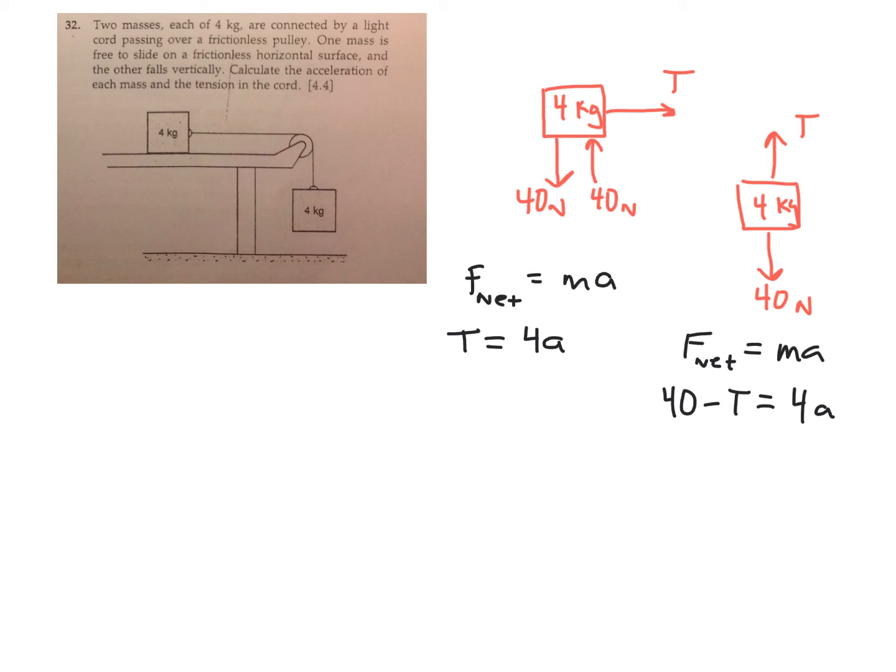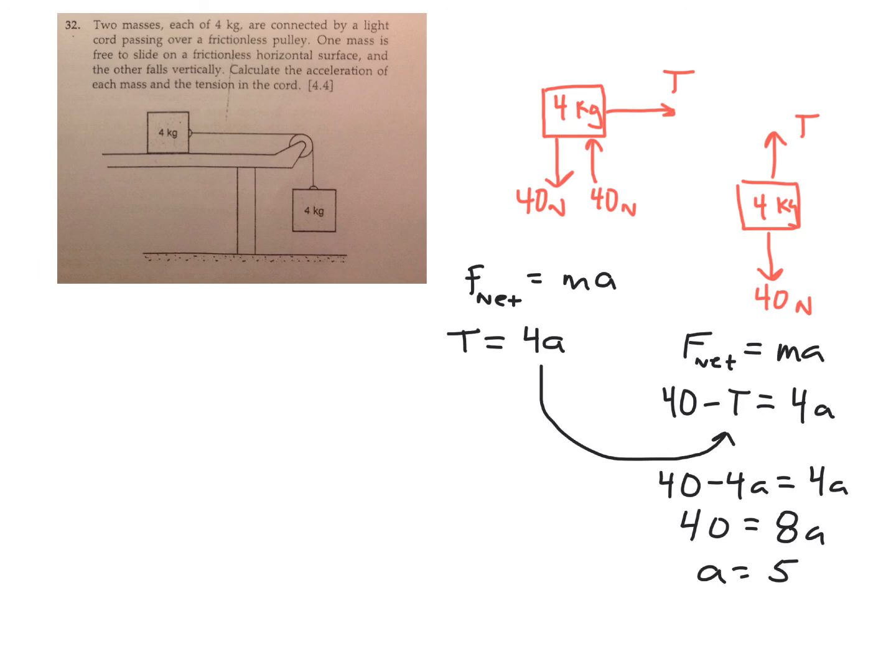Once again, two unknowns, but we have a system of two equations with two unknowns, and we'll use simple substitution to solve this system. In other words, if I take this 4A and plug it in there, I'll have 40 minus 4A equals 4A. The 4A's don't cancel, because if I add 4A to both sides, I get 40 equals 8A. A equals 5 meters per second squared.